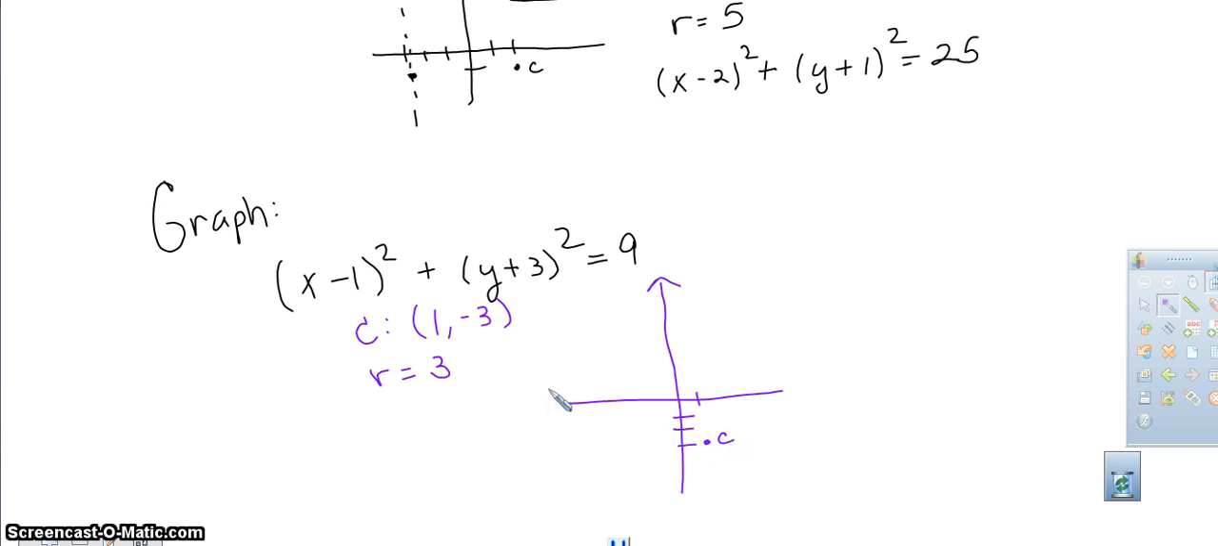So there's my center. And since my radius is 3, I do the 4 easy points: above, below, left, and right. So I go up 3, right 3, left 3, and down 3. And then I really carefully try to draw a circle. That's it. Circles are easy to graph.